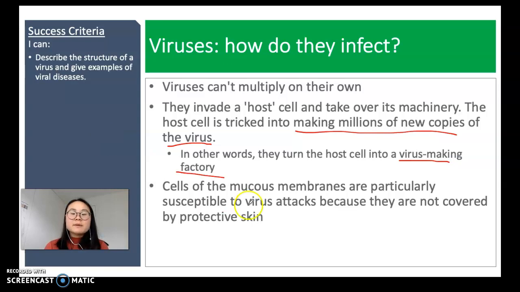Cells of the mucous membranes, we've already talked about this last week. Can you remember what they are? That's right. It's things like the nose, the mouth, the eyes, your lungs, your digestive tract. They are made up of mucous membranes, and they're very susceptible to pathogens such as virus attacks because they are not covered with skin. Your mouth isn't covered in skin inside, neither is your nose or your eyes. So it's very easy for viruses to get in, and that's how they like to get into humans.